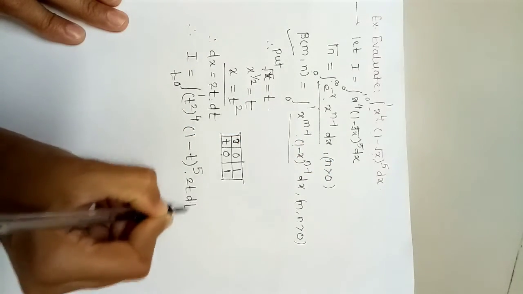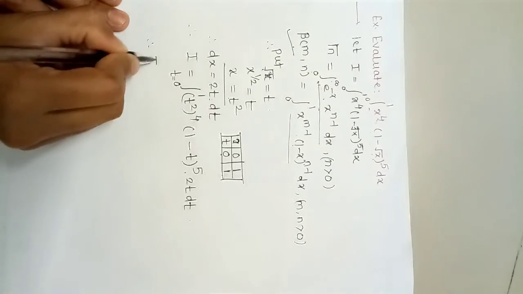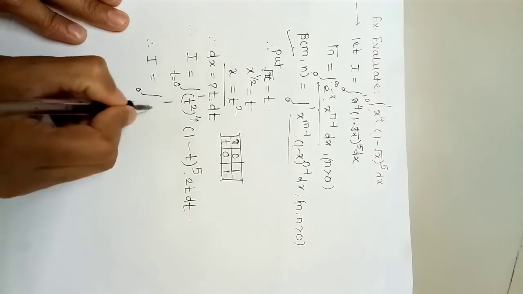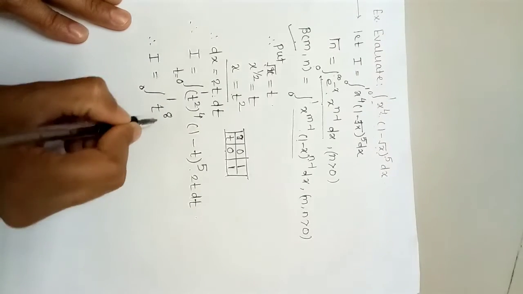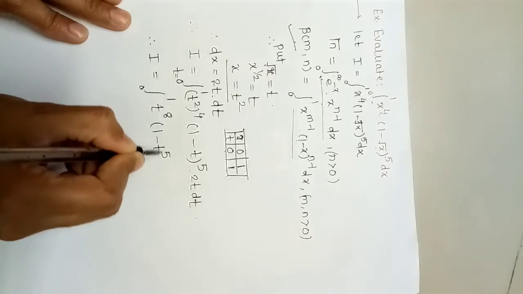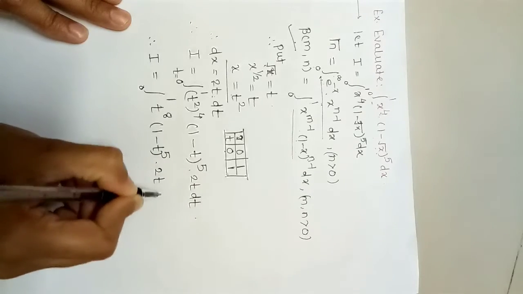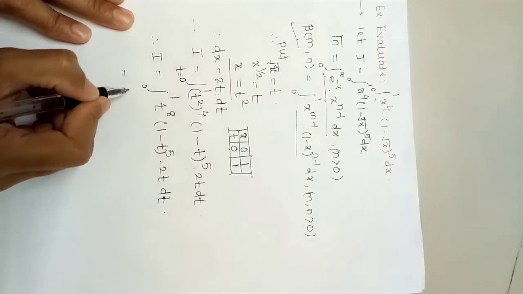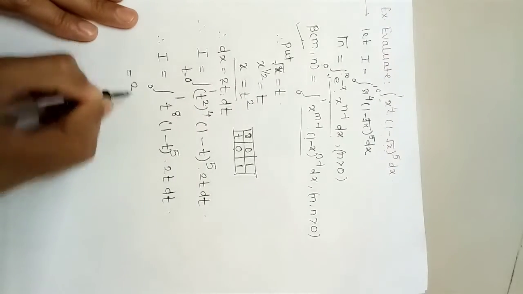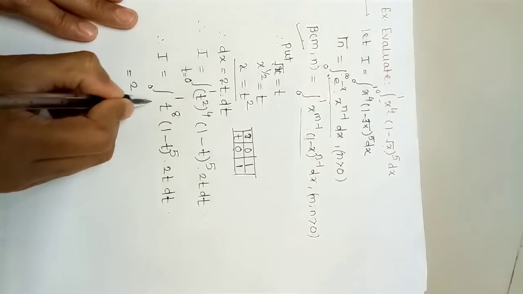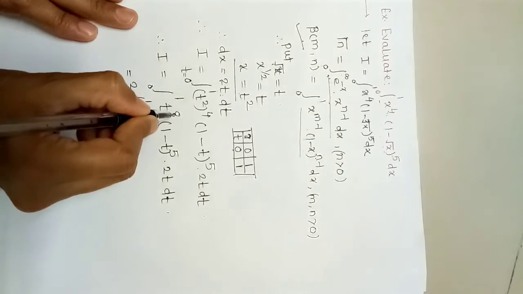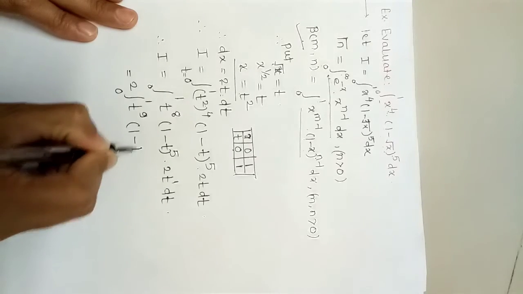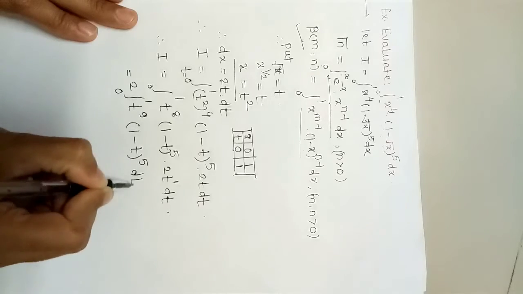And therefore, I is equal to the integration from 0 to 1 of t raised to 2 raised to 4, that means t raised to 8, into 1 minus t raised to 5, into 2t dt. 2 is the constant, therefore we will take it outside of the integration, that will become 2 into the integration from 0 to 1 of t raised to 8 into t raised to 1, that will become t raised to 9, into 1 minus t raised to 5 into dt.